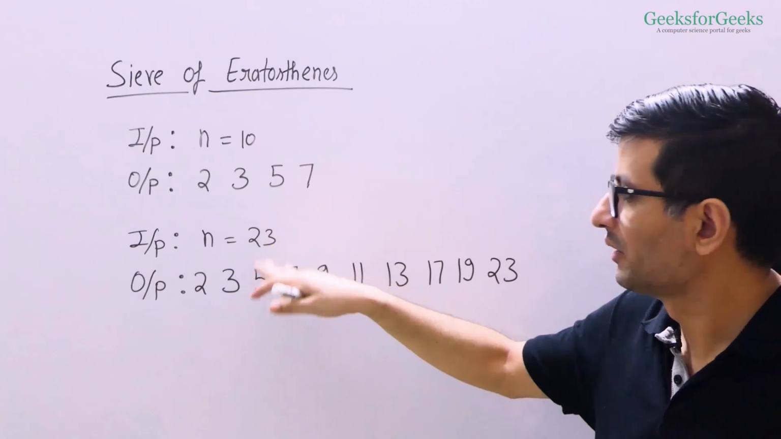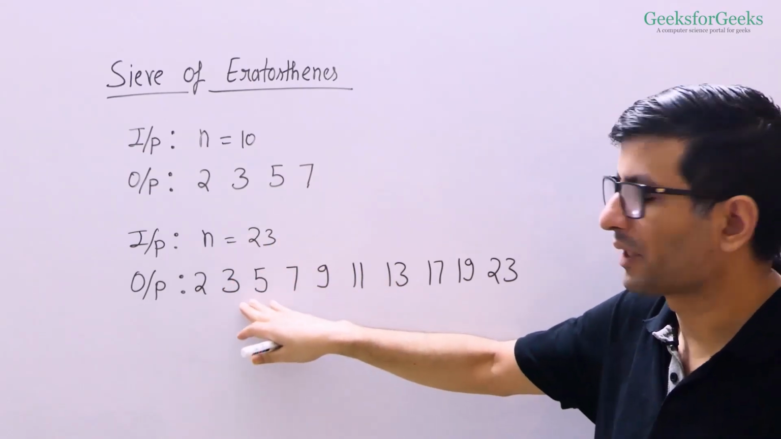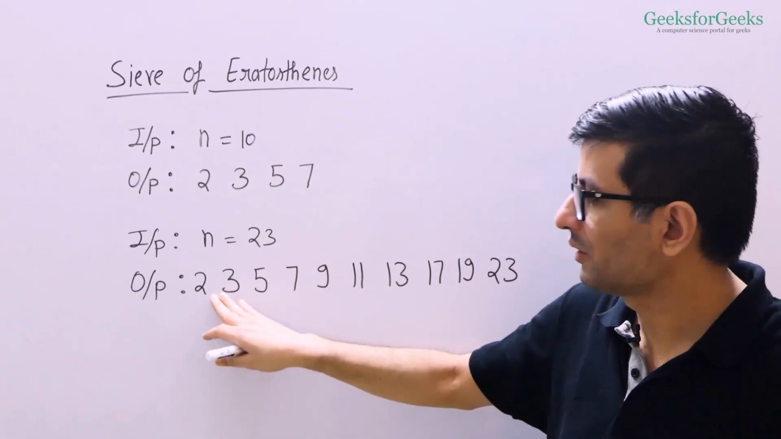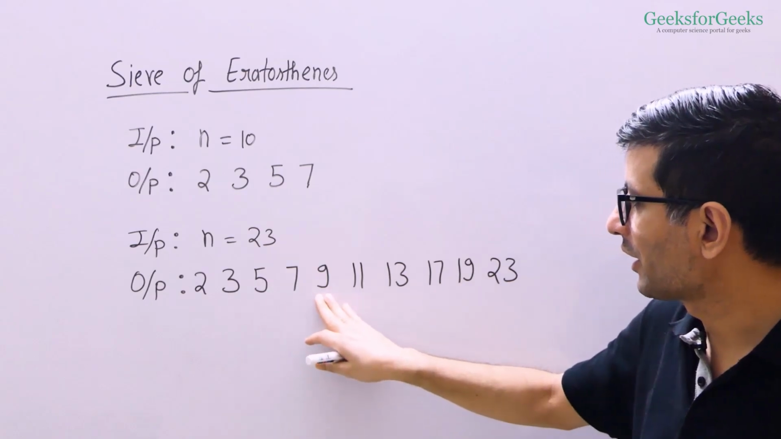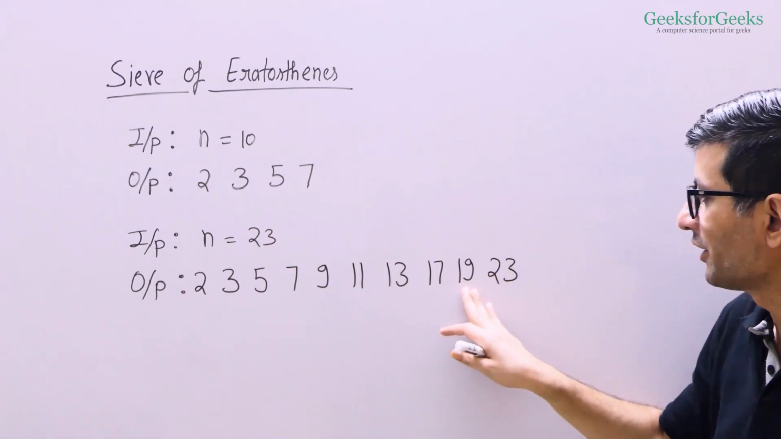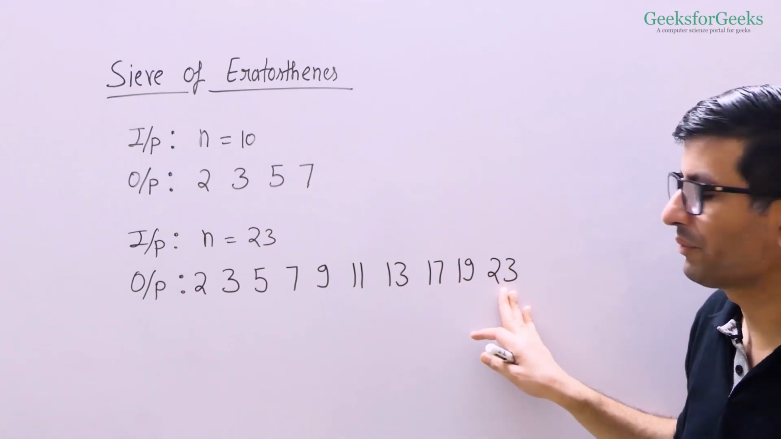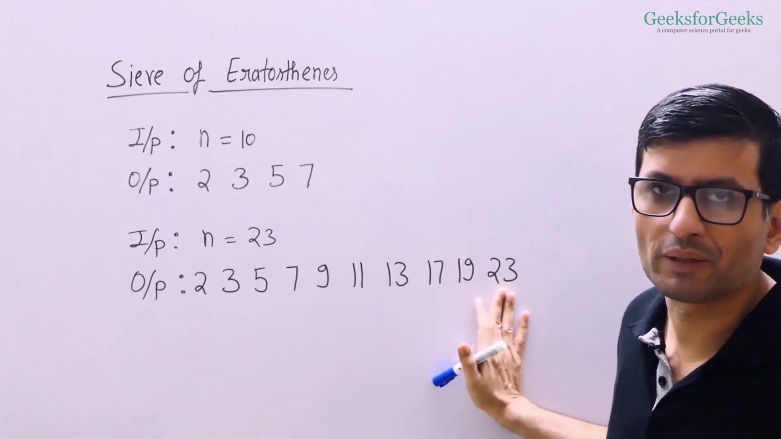5 and 7. If n is 23, then the prime numbers smaller than or equal to 23 are 2, 3, 5, 7, 9, 11, 13, 17, 19 and 23. Please note that we need to print n also if n is a prime number.